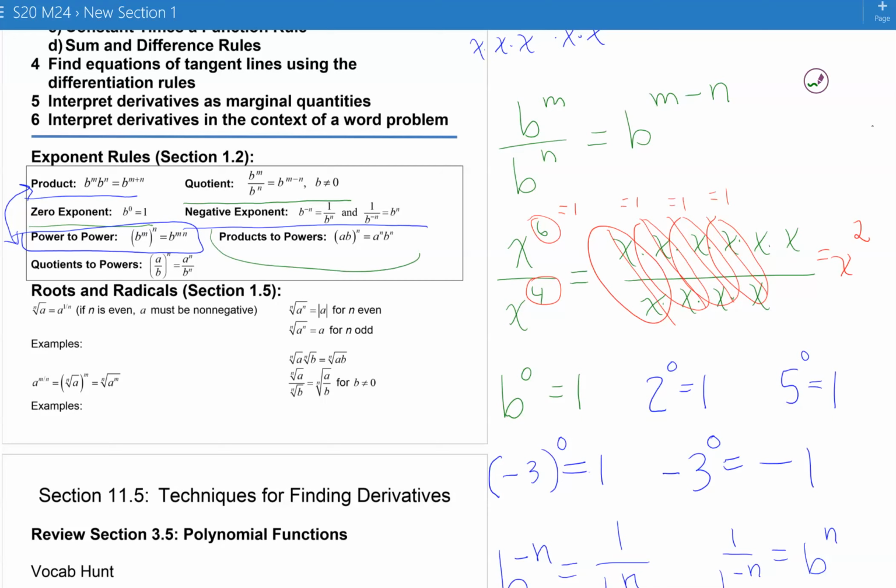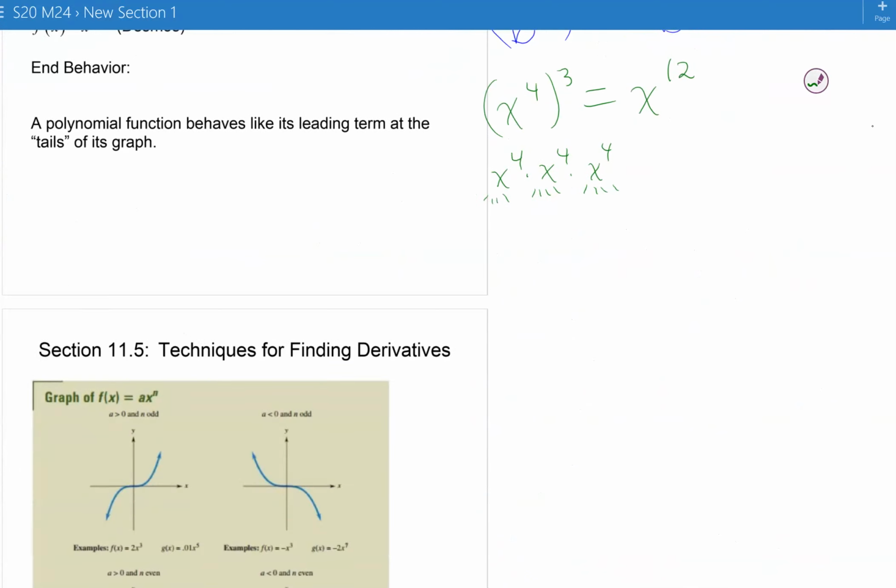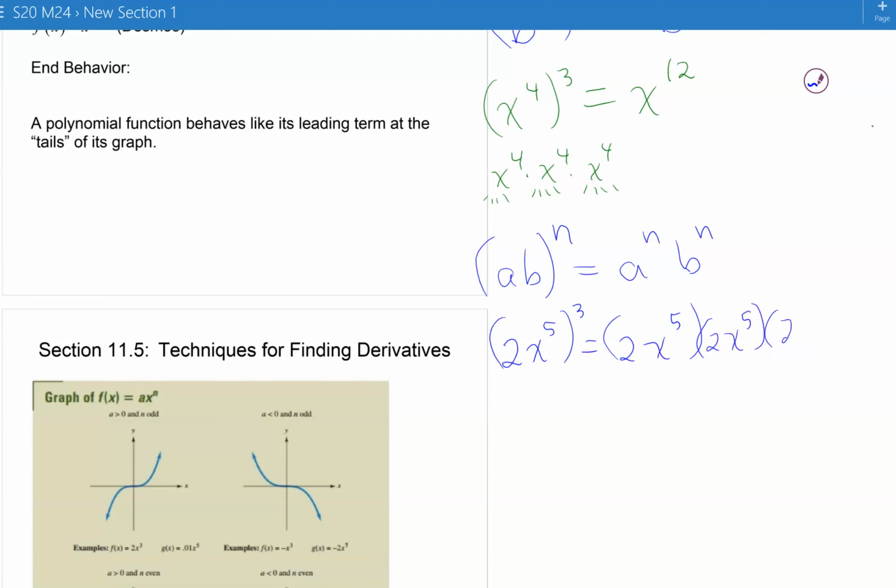And then we have products to powers and quotients to powers. Products to powers says if I have a product of two things in parentheses with the exponent, then the exponent acts on each one. So the parentheses give the exponent superpowers so that it can operate on all of the things inside the parentheses. So this also applies if you have numbers. So if you have 2x to the 5th cubed, think about the meaning of cubed. It's 2x to the 5th times 2x to the 5th times 2x to the 5th.